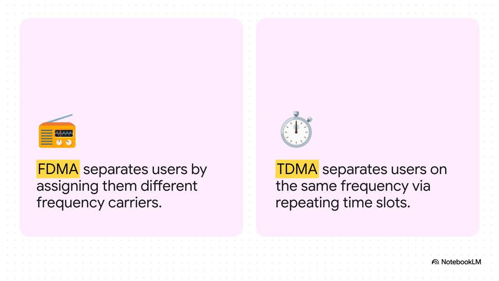First is FDMA, or frequency division. Think of this as giving users completely different frequency highways. For example, the 900 MHz band is sliced into 124 distinct carrier frequencies. Then we have TDMA, or time division. This separates users on the exact same frequency highway by assigning them specific repeating time slots to speak.